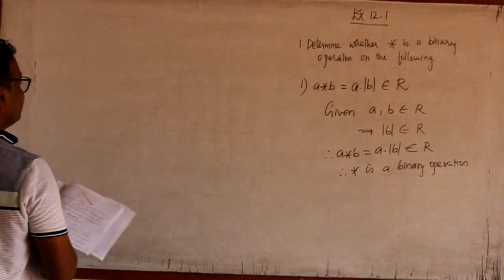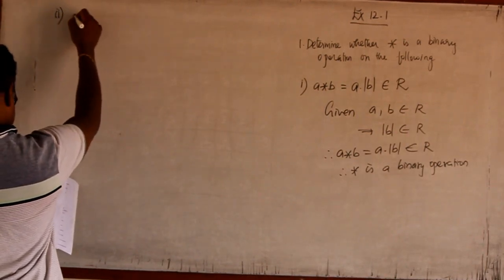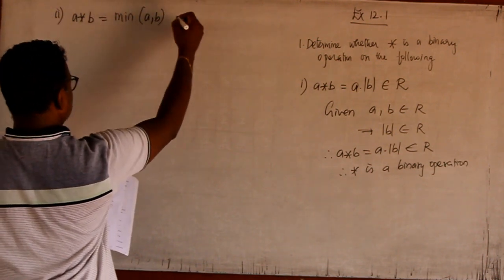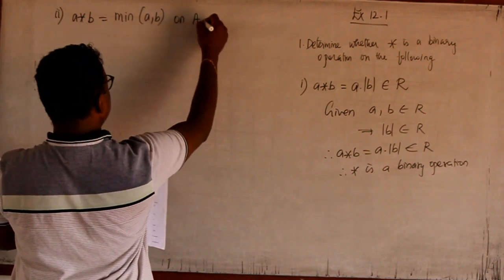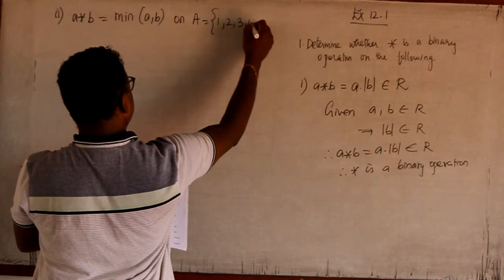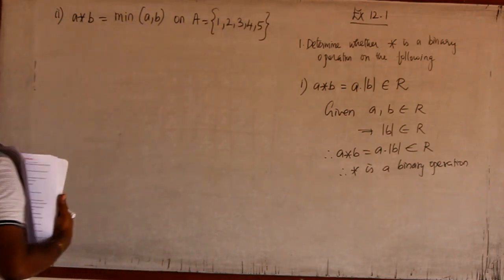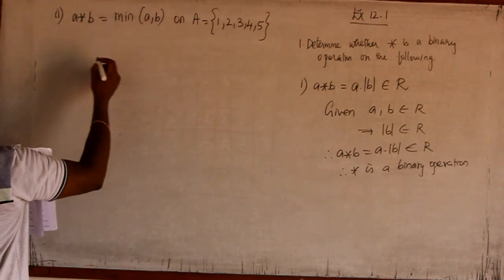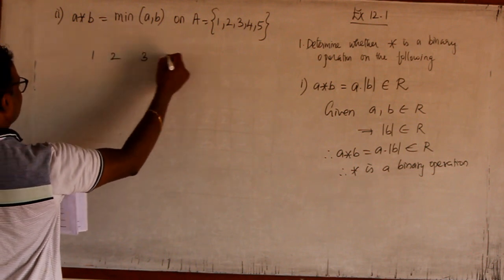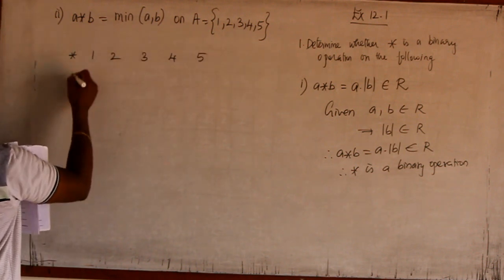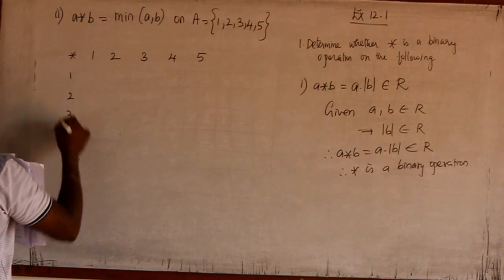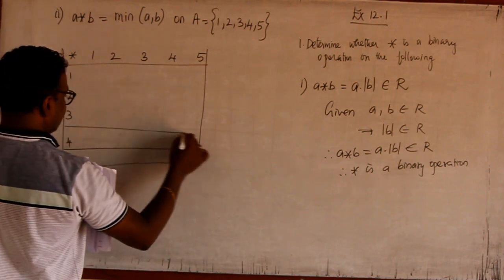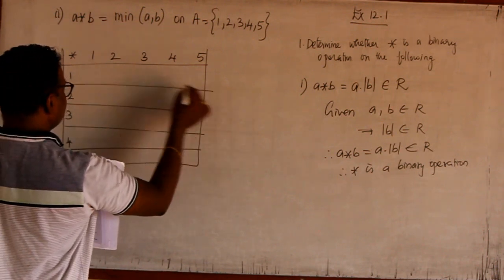Now, under the first, we shall go for the second problem. A star B equal to minimum of A comma B on A equal to 1, 2, 3, 4, 5. I must operate two elements and I must get the answer as the minimum number of those two. For example, we shall take all these elements 1, 2, 3, 4, 5. Here this is star, 1, 2, 3, 4, 5. I must operate two numbers and write the answer as the minimum of those two numbers.